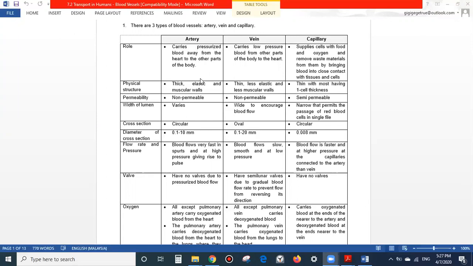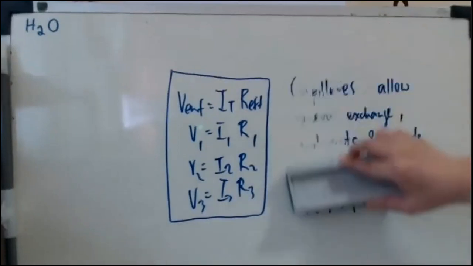At the same time, artery is elastic so that when it expands, it can push the blood back into the blood vessels. In other words, due to its elastic wall, artery is able to maintain the high blood pressure along the artery. You guys understand? Not really. Okay, I explain the elastic again.